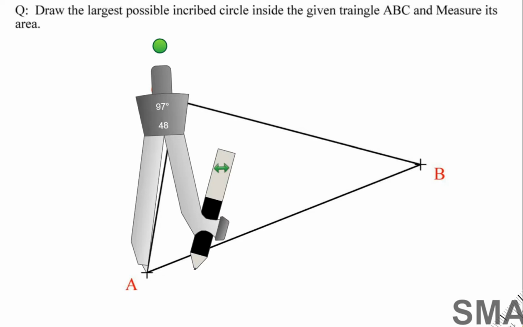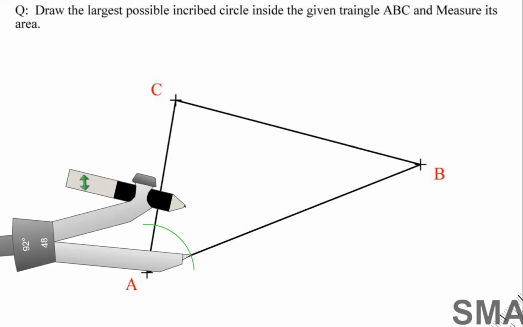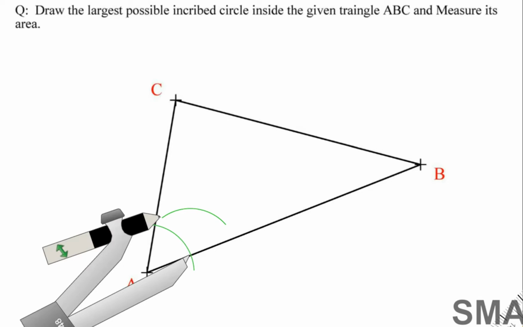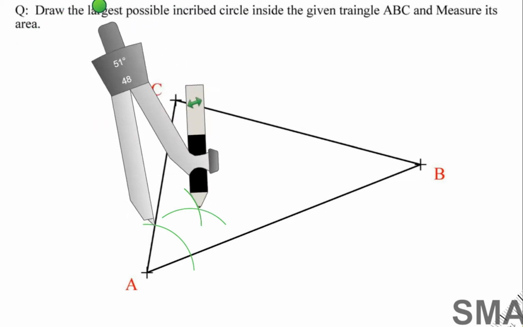First you're going to open your compass to a small radius and draw an arc at one of the corners of the triangle, like this. Then move the compass to the point where the arc intersects one of the sides of the triangle and draw a second arc. Then move the compass to the second location where the arc intersected the other side and draw the third arc.